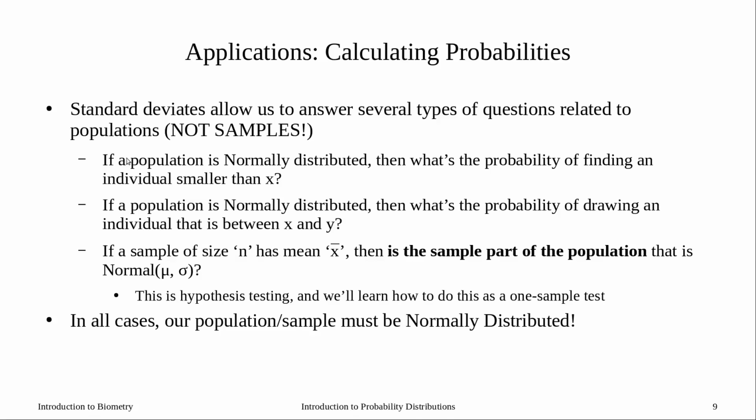So in all cases with these questions, our population, or the sample that we are comparing it to, must be normally distributed. If they're not, or if we don't know what our population distribution is, then that goes back to our t-test. And we'll make this distinction.